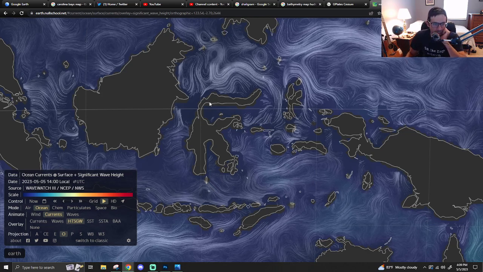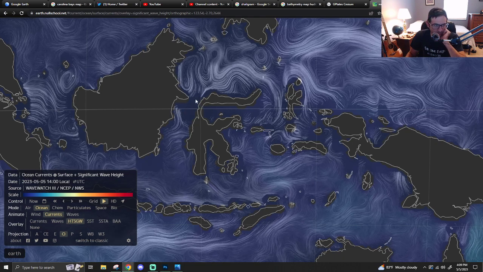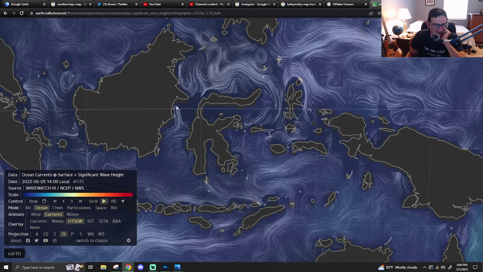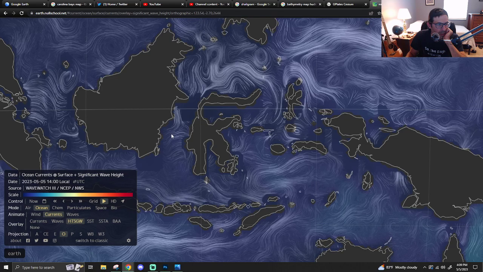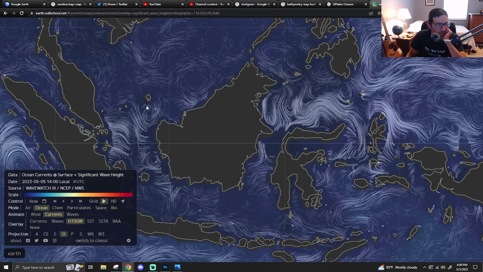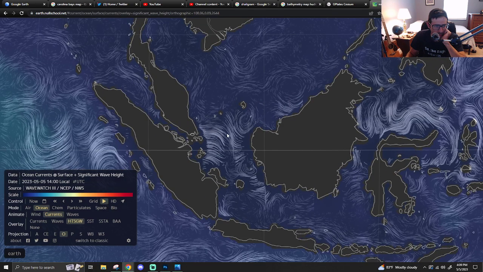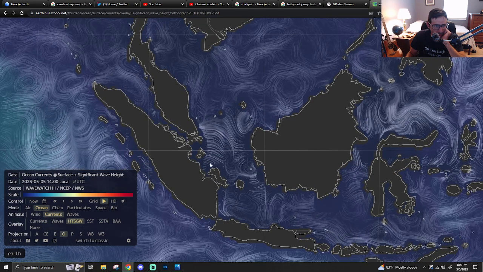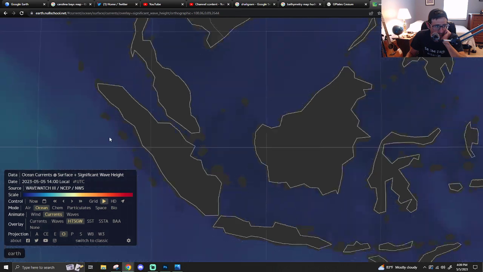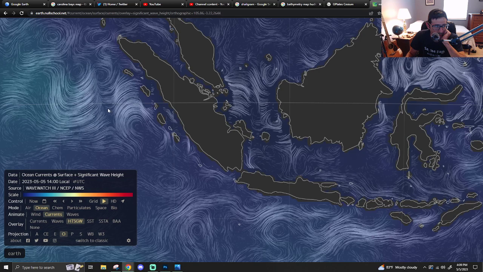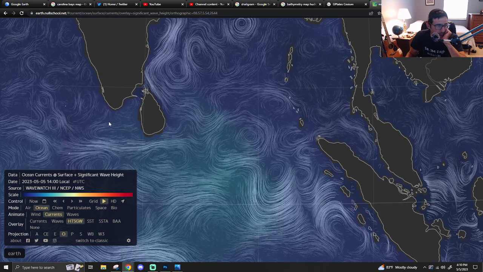The currents here are kind of janky. They don't look connected. This one's going down, this one's going up, but there's no down for this to go into. It's like literally flowing into and underneath. Like what? And flowing out over here. Whoa. What are the currents like over by Sri Lanka?